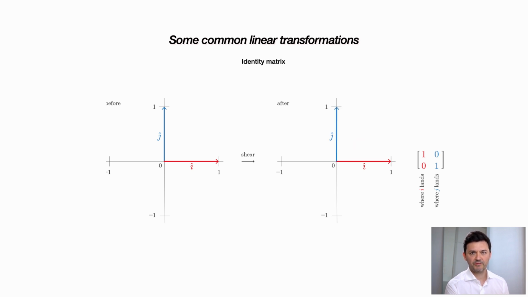And now we have a transformation that actually does not transform the space at all. It just leaves it as it is. So it is a matrix which contains the original basis vectors. So I know what you might be thinking: what is the use of a transformation which does nothing to the space? Well, wait a little bit.